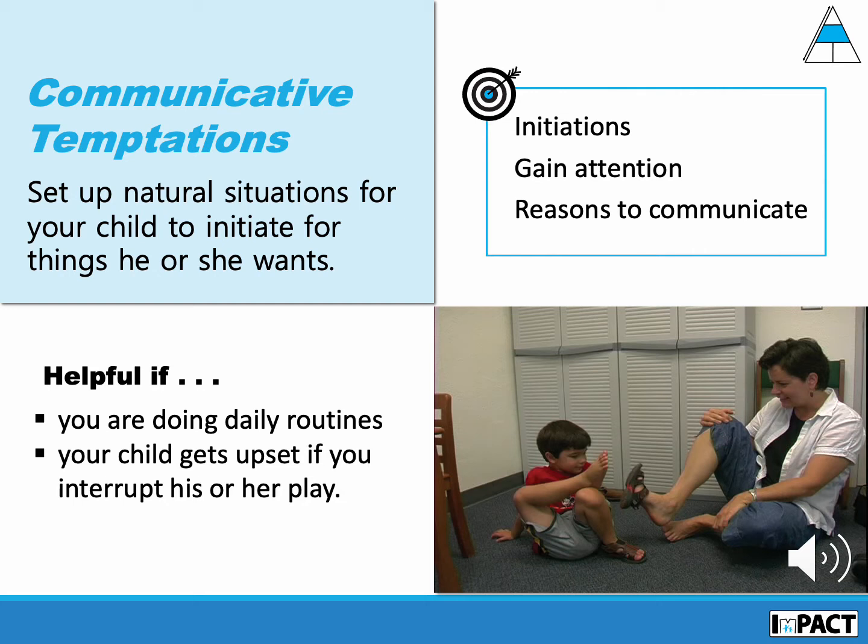Communicative temptations can be used in place of playful obstruction and balanced turns during play activities, particularly if your child gets upset if you interrupt his or her play.